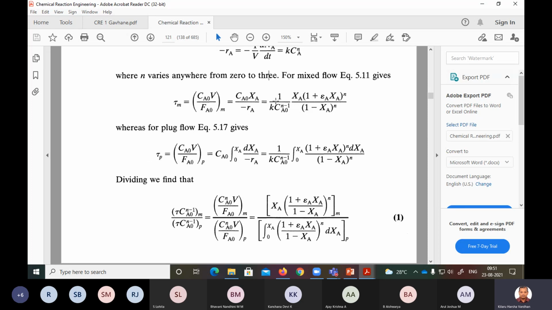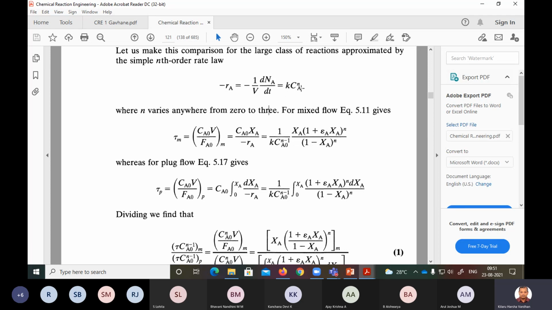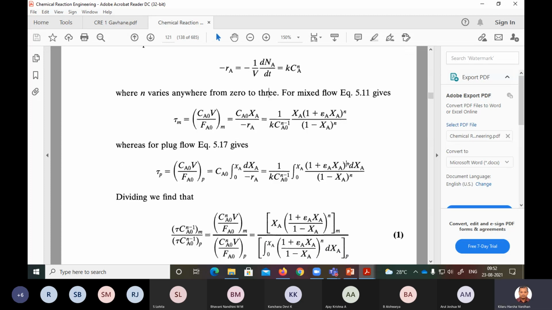Minus Ra, you substitute K into Ca power n, and Ca you substitute as Ca naught into 1 minus Xa. So you have one Ca naught here and Ca naught power n. If you take Ca naught power n minus 1 outside the integral, because it is constant, the integral from 0 to Xa. Again, for expansion, you write 1 plus epsilon A Xa whole power n, dXa by 1 minus Xa whole power n. Correct? Any doubt in writing these two?